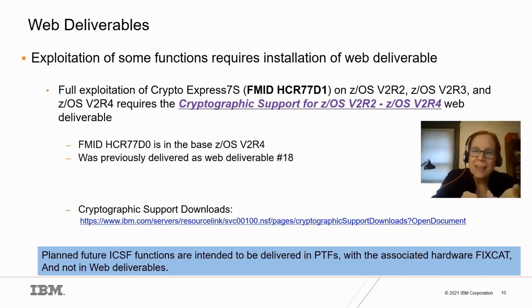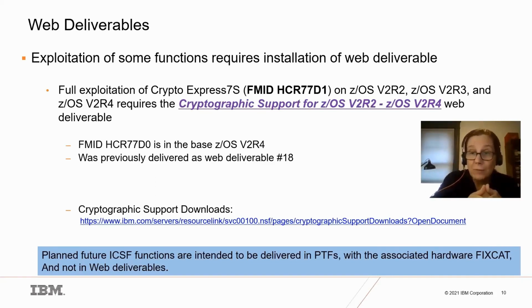Now, as you know, whenever we have new hardware support, typically we have crypto that needs to support it as well. And in the past, crypto has done that by providing a web deliverable. So they put their new FMID into a web deliverable, they put the web deliverable out on the web, and then they sell to people, oh, there's a great new hardware function out there.